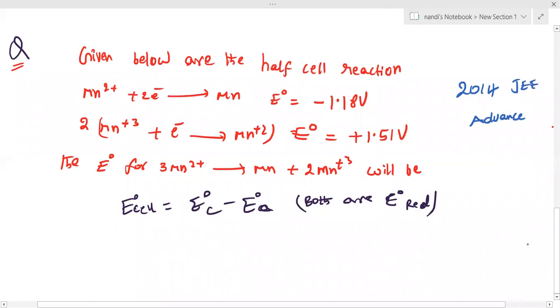Now we can see here which is the reduction that occurs here, Mn2+. At the cathode reduction takes place, Mn2+ plus 2 electrons gives Mn. This is the reduction value. Already they gave E naught equal to minus 1.18 volt. Oxidation, okay. So how to decide, sir, which oxidation occurs here? That we are also going to take.